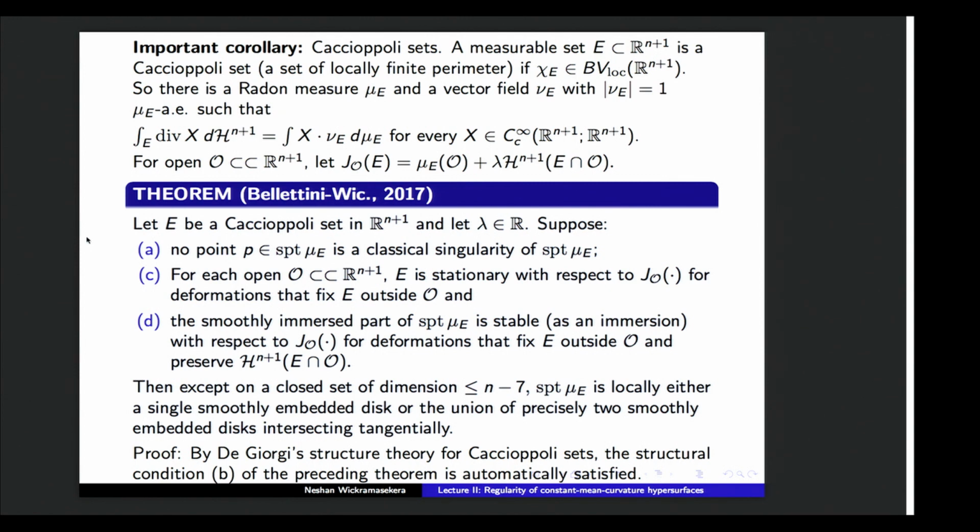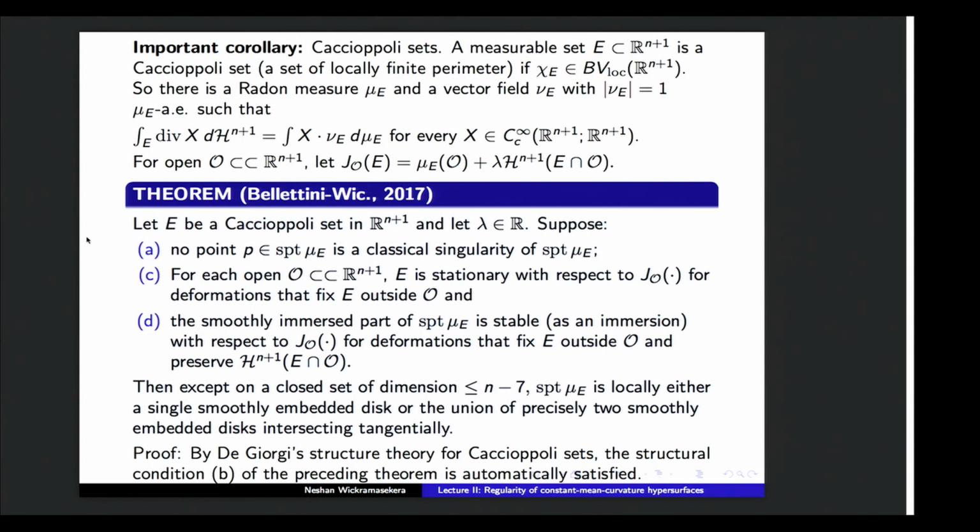And so the corollary says that we still have to rule out classical singularities, and then there's nothing about touching singularities. That's what the corollary involves: A, C, D, there's no B. And C and D are the stationarity and stability assumptions. And then you get the same conclusions.